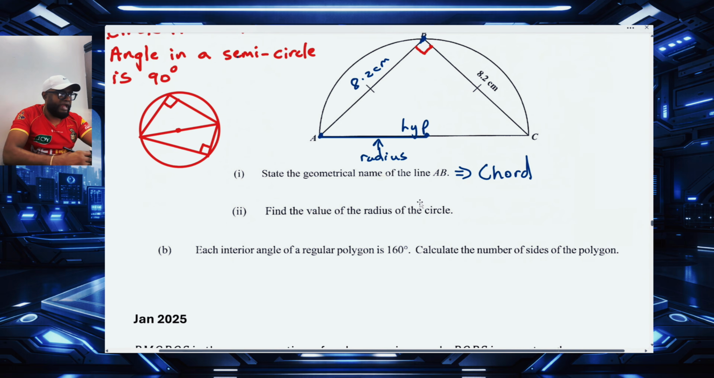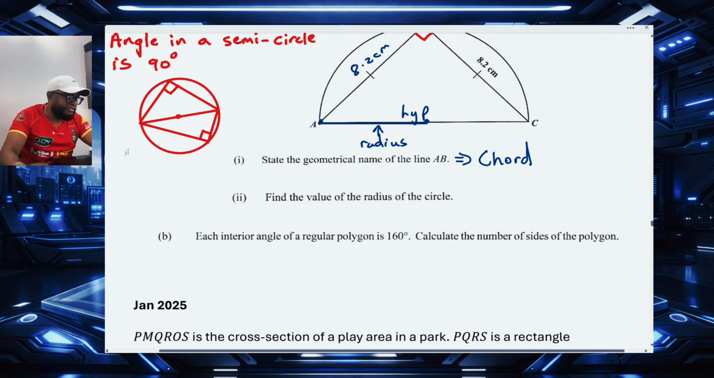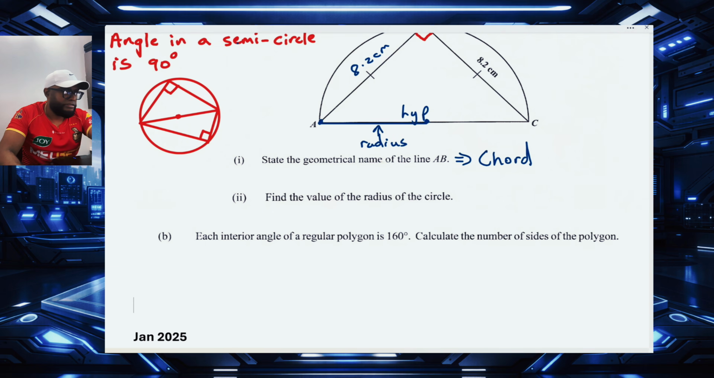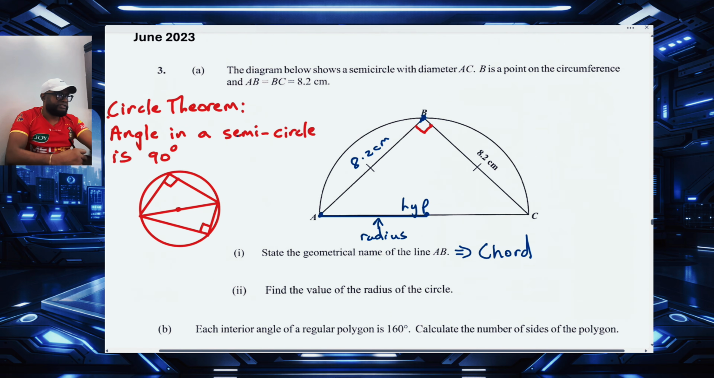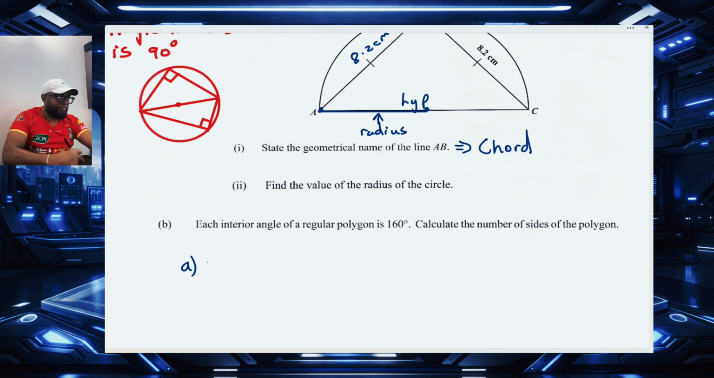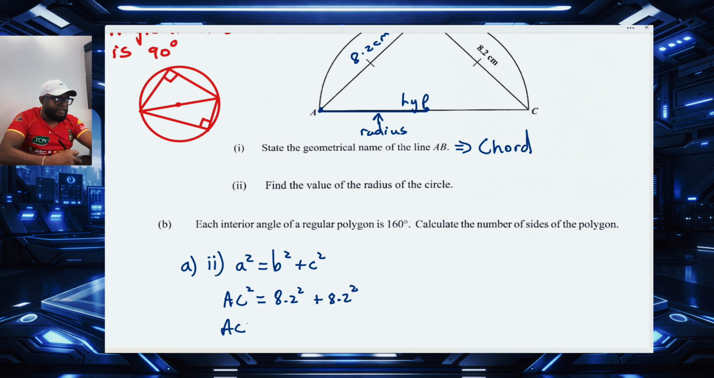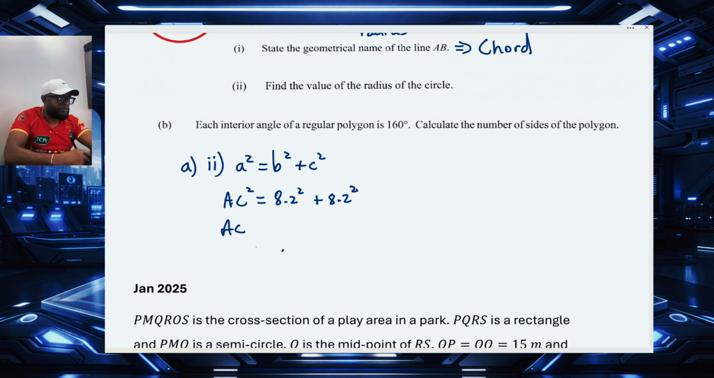So let's work with the hypotenuse, right? I'm doing it underneath here. So this is part 2. Pythagoras: A squared is equal to B squared plus C squared, right? So A would be my hypotenuse. So it would be AC squared is equal to 8.2 squared plus 8.2 squared. AC would be equal to the square root of what?